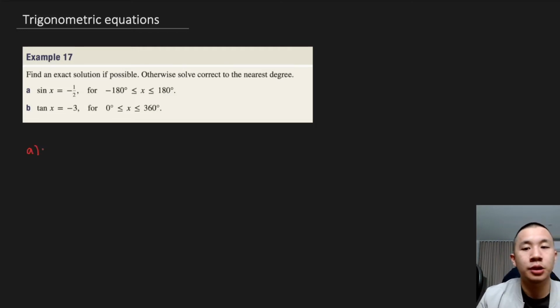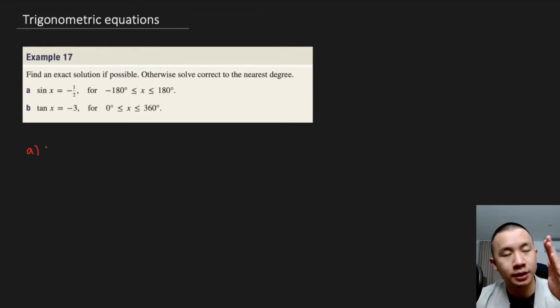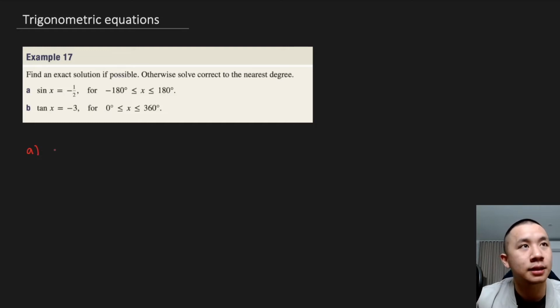Now, the first thing you want to do is find the reference angle, okay? You might also hear principal angle. They just mean the same thing, okay? Since this is x, I'm going to use another angle for the reference angle. So let's say alpha is the reference angle, right? So this would be the reference angle.